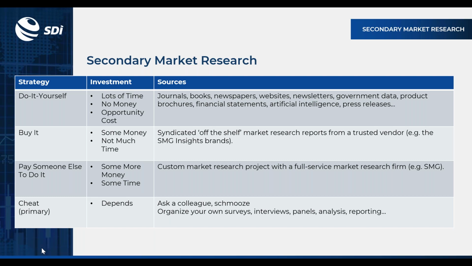Strategy number 3, pay someone else to do the research. If there's no off-the-shelf report that meets your needs, you can go to a trusted, full-service market research firm like SMG and hire us to do the work. This probably costs a bit more than just a report would, and it will take time. But one clear advantage is that you'll be able to ensure that the scope of the project exactly meets your needs. Strategy number 4, cheat.